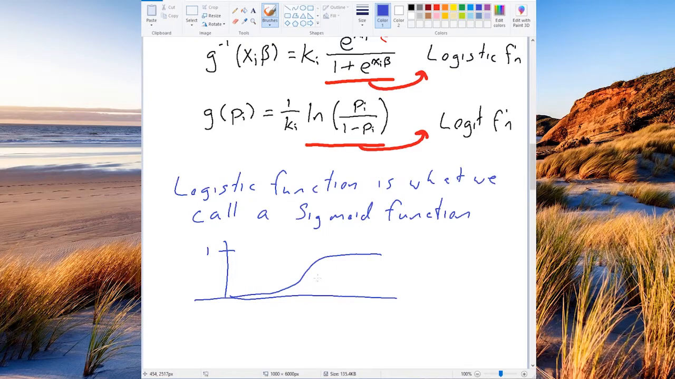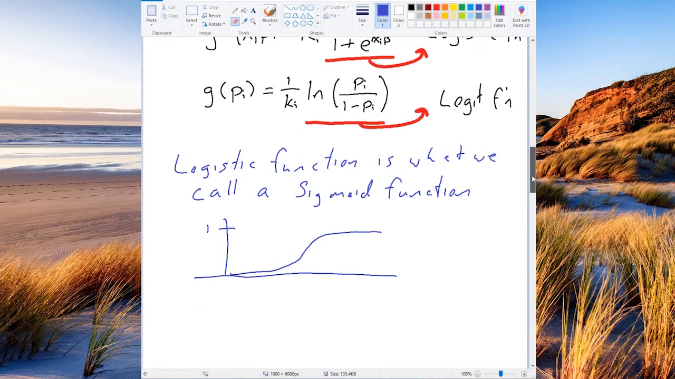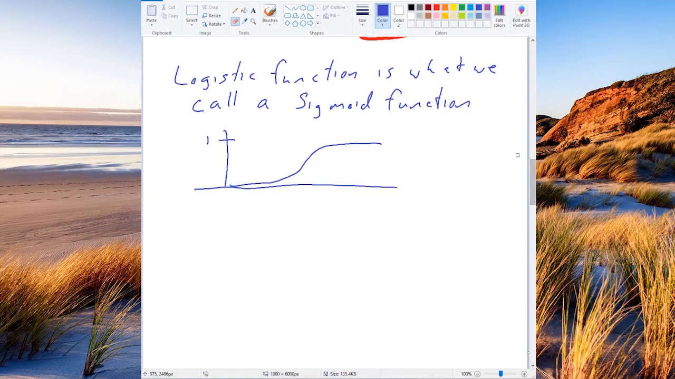So as x beta gets very small, the probability is going to get closer and closer to 0. As x beta gets very large, probability is going to get closer and closer to 1. When I say x beta gets very small, I mean it's going to get very negative. It's going to get large in the negative direction. Okay, so this is how the logistic function looks. Now, like I said, I want to show you guys that these are, in fact, inverses of each other.